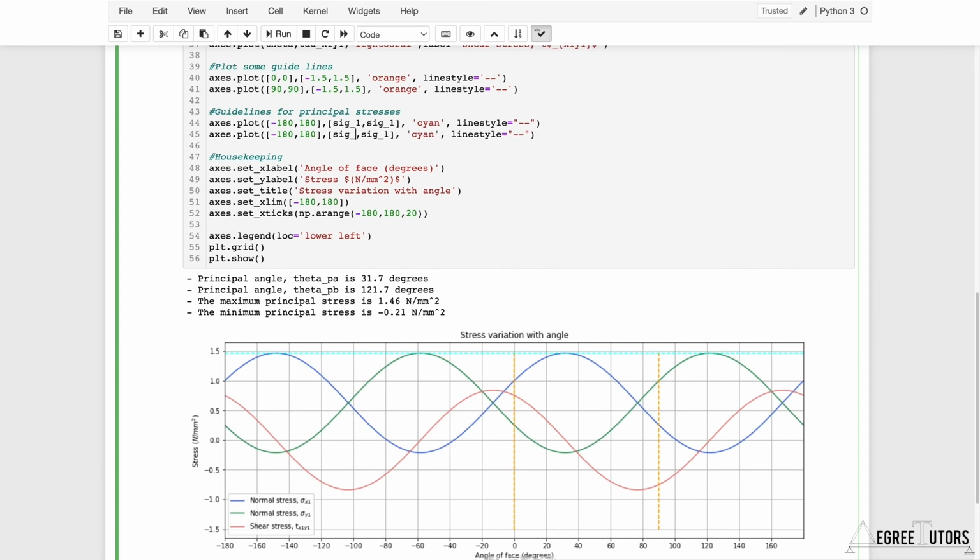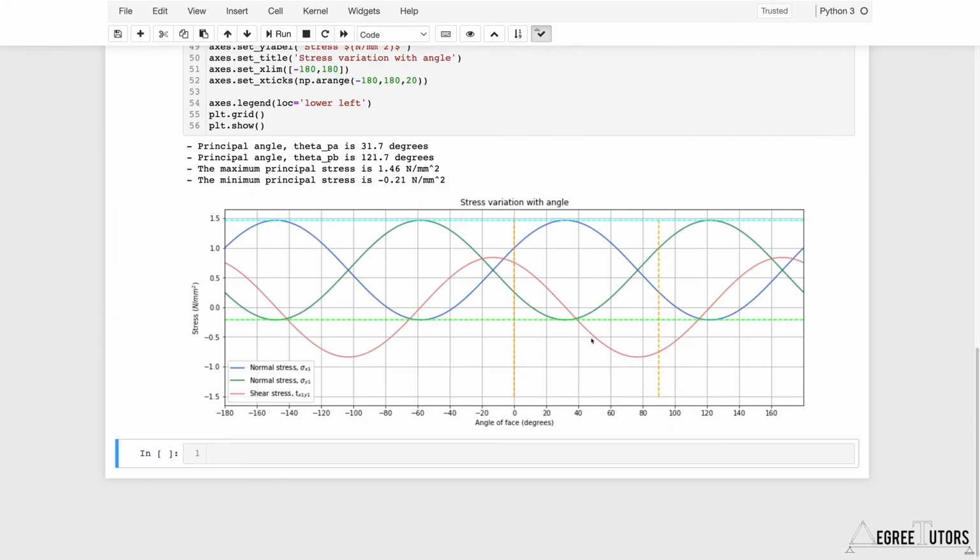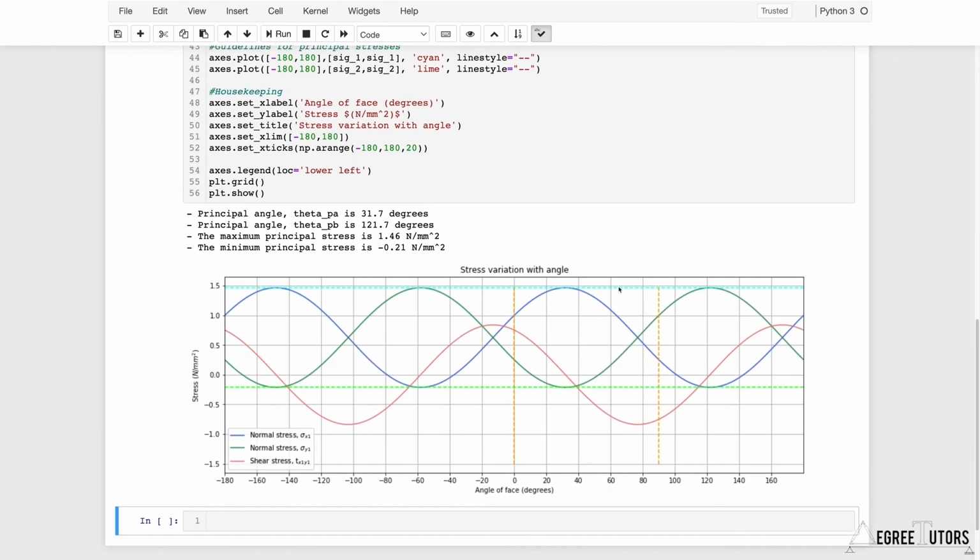And let's plot, just for completeness, the minimum principal stress. Same exact statement, except this time we want to plot sigma 2. And what color do we want? Let's make this lime. There we go. There's our lime, which is the level of the minimum principal stress, just touching off the bottom of each of these sine waves. Perfect, that's okay.